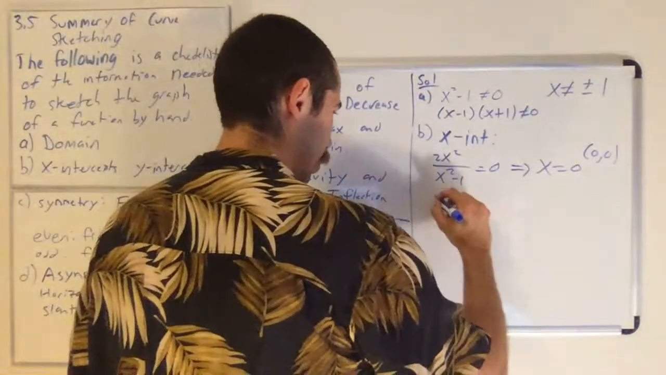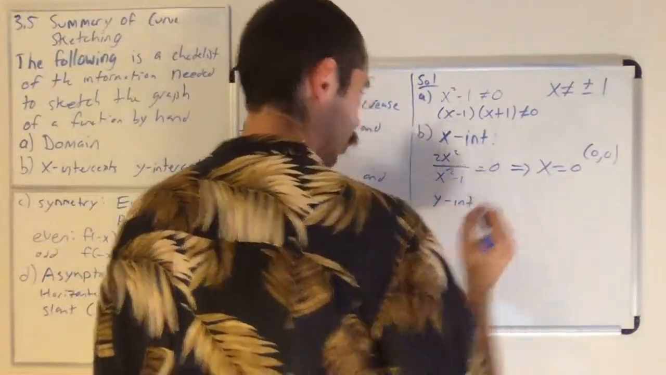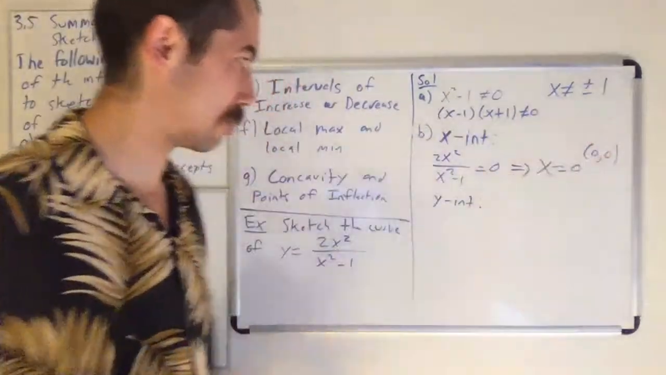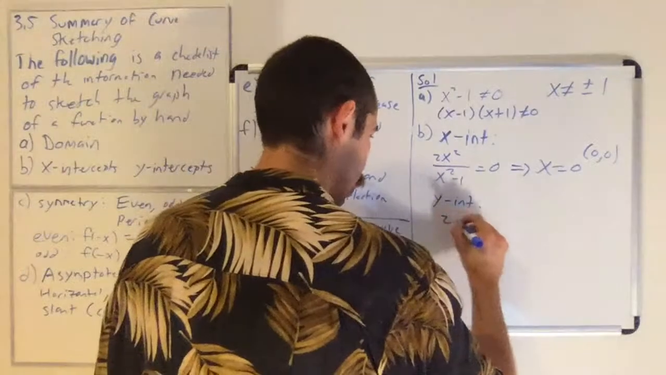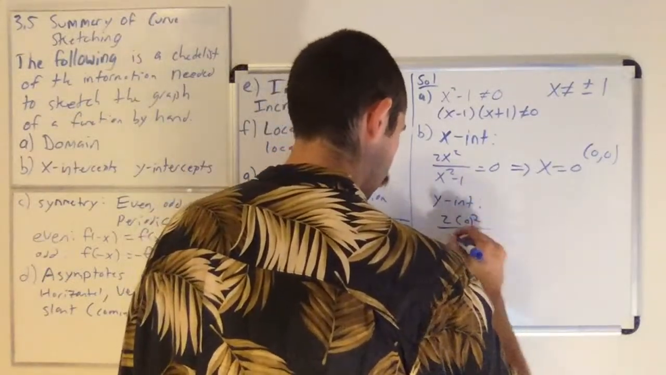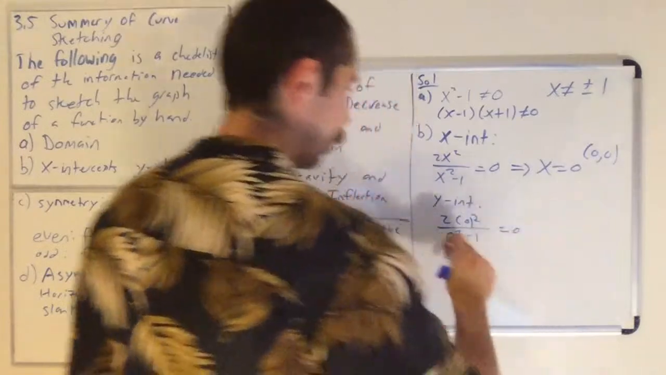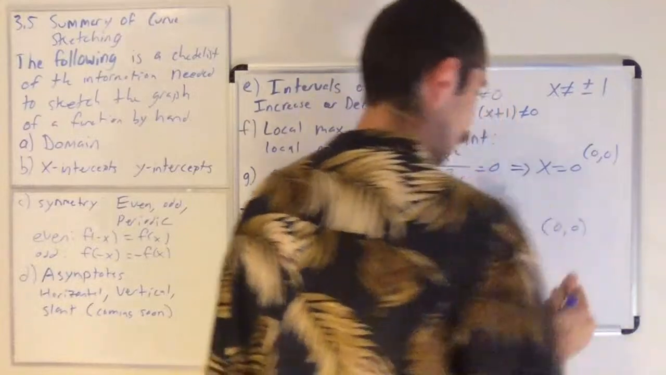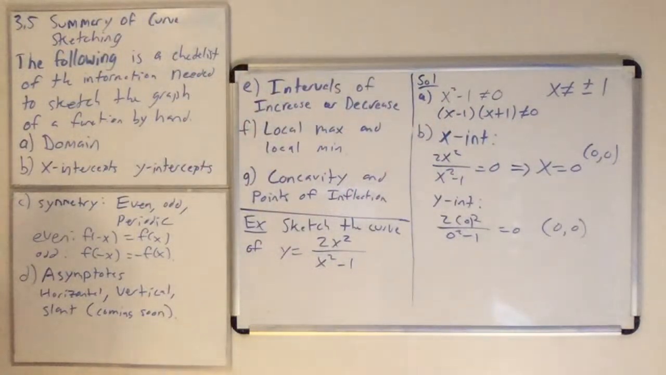So for the y-intercept, we just plug in x equals 0 and see what happens. We already know it's going to be the point (0, 0), but let's just go through the process anyway. So it reduces to 0. Our y-intercept is the point (0, 0). Okay, sorry. Let's get to symmetry now.